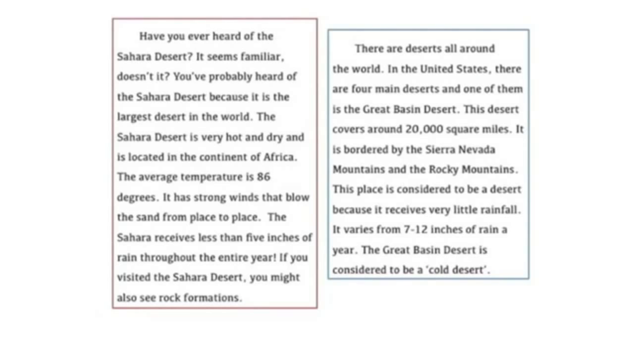Can you find one more similarity? I'll give you time to look. I see that in the Sahara there are rock formations in the desert. In the Great Basin, it is bordered by the Sierra Nevada mountains and the Rocky Mountains, which are made of rock. Both deserts have rock. Let's put this information into the Venn diagram.